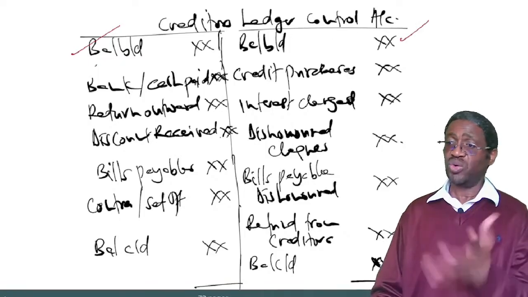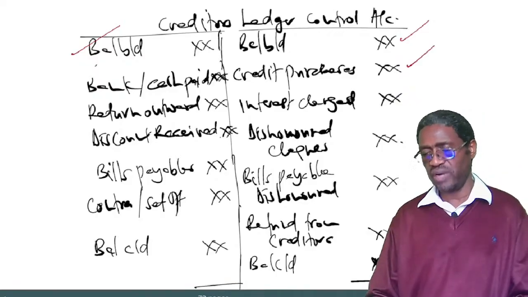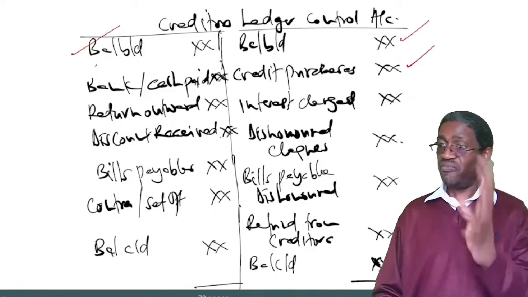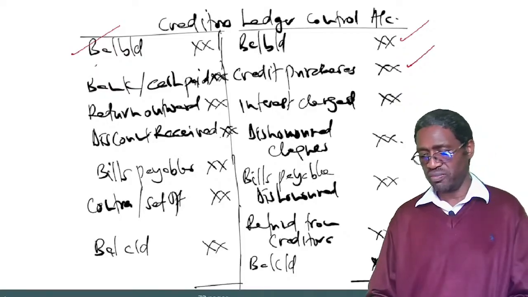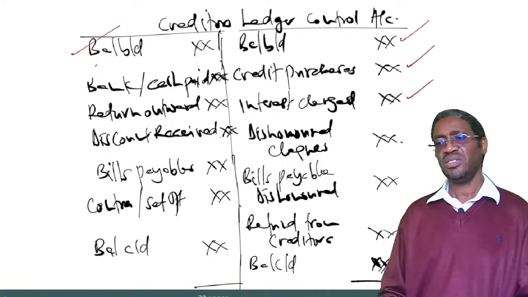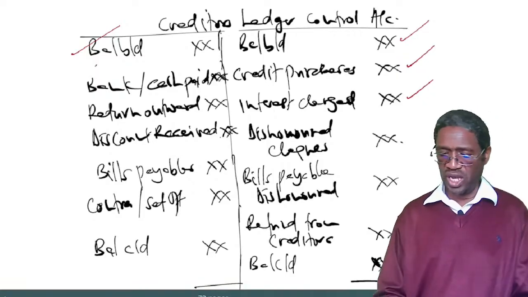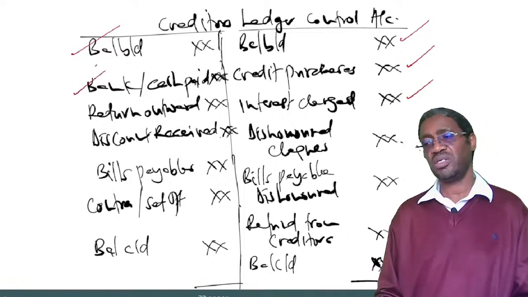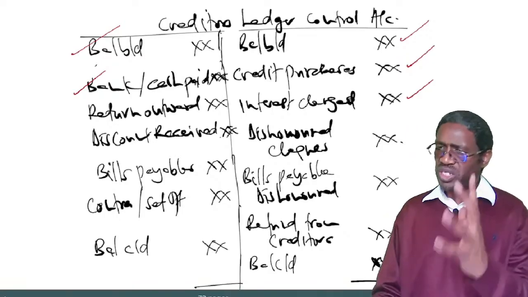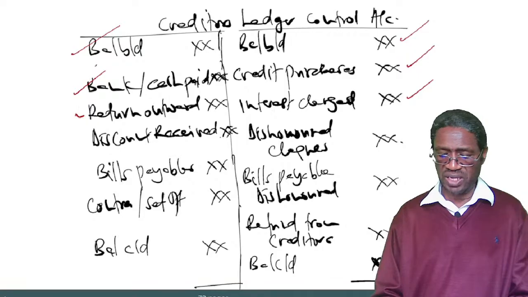Then I've told you when you purchase goods on credit, you owe the creditors. You increase what you owe to them, you credit. If they are charging you for not paying in good time, you increase what you owe to them by crediting. If you pay your creditors, of course, you are reducing what you owe to them, you debit, whether you are paying by cash or by check. When you return some of the goods to your suppliers, you reduce what you owe to them by debiting.